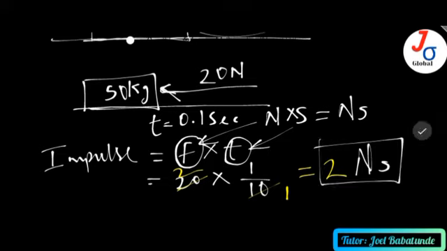All right, good. So impulse is the product of the force applied multiplied by the time, the product of the force applied and the time of impact. That's what we call impulse.